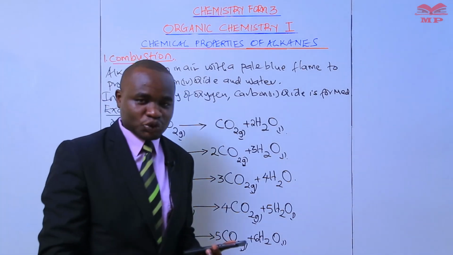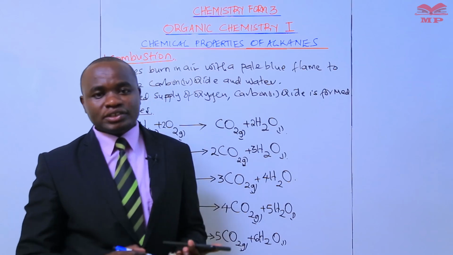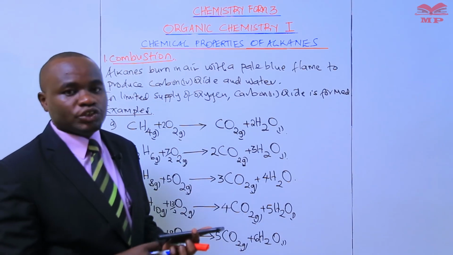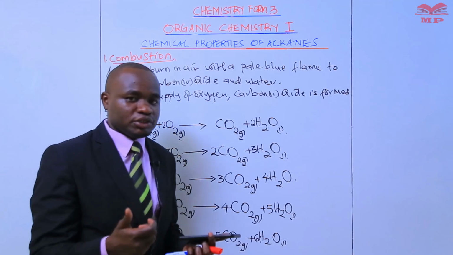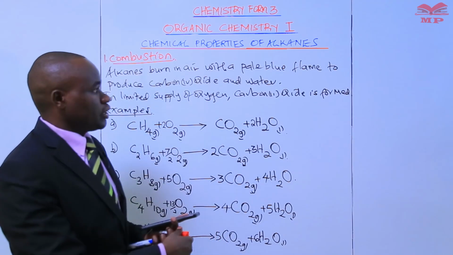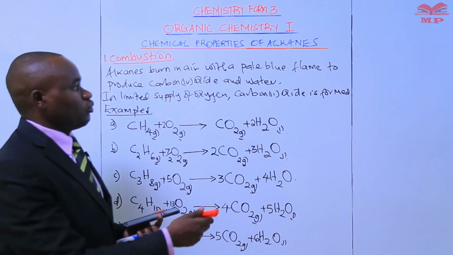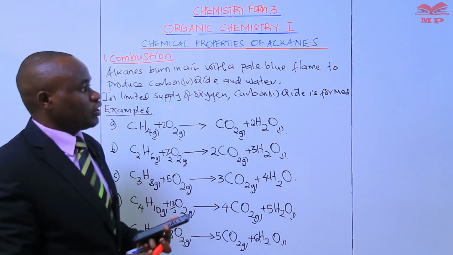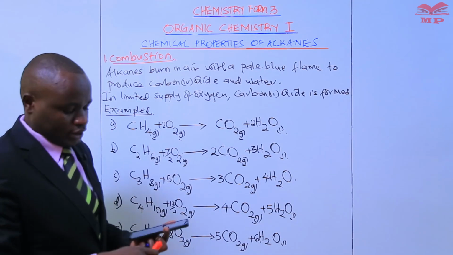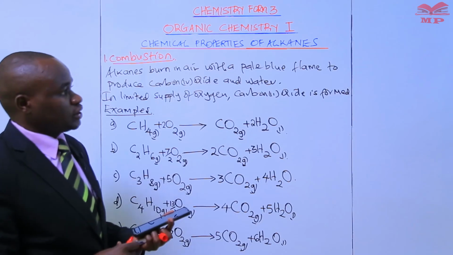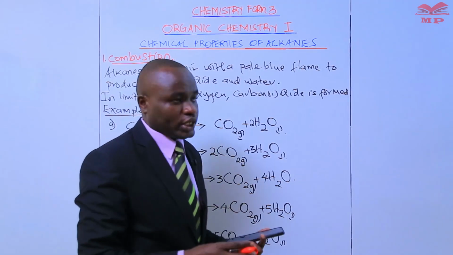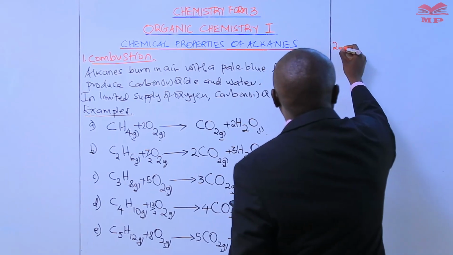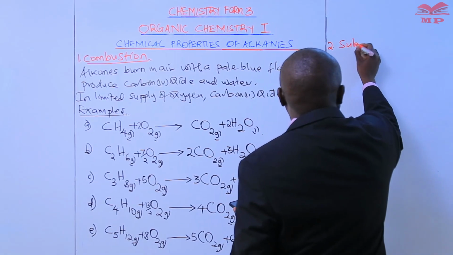So we have said the best way is you start by balancing carbon, then followed by hydrogen, and then you finish with oxygen. So the key concept here is alkanes burn in air with a pale blue flame. So that is the first chemical property that I wanted us to look at. The next chemical property is called substitution reactions.